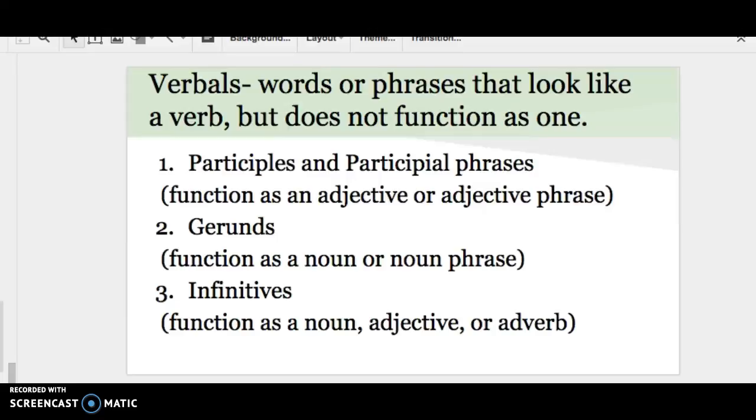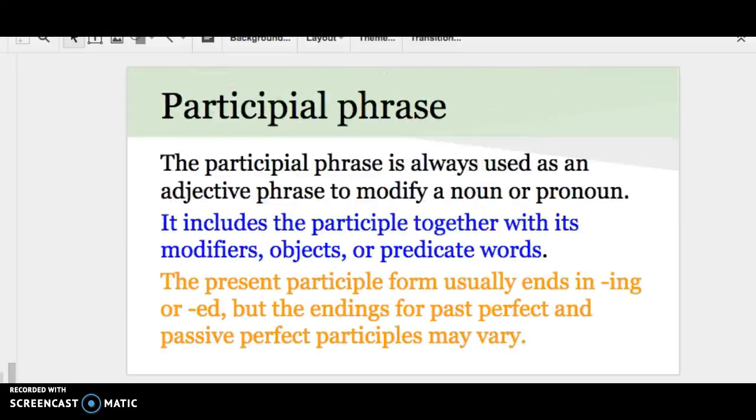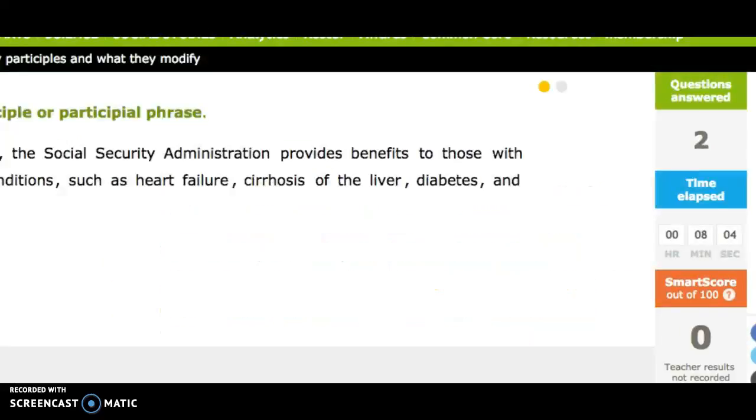The first one, a participle or participial phrase. The participial phrase is always used as an adjective phrase to modify a noun or a pronoun. It includes the participle together with its modifiers, objects, or predicate words. The participle will usually end in ing or ed, but there might be other variations depending on the form. So let's take a look at some examples in IXL lesson.